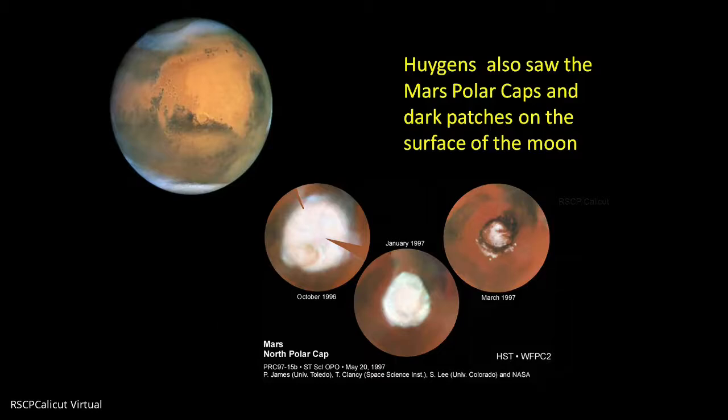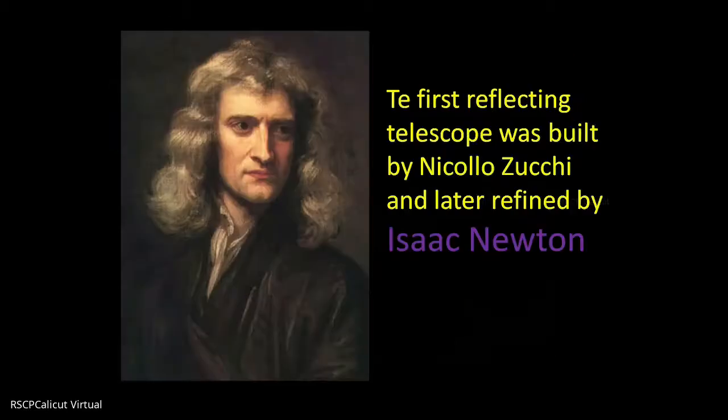Huygens also watched the Moon and Mars and the polar caps, how they are expanding and contracting with time. All those things they observed and photographed.